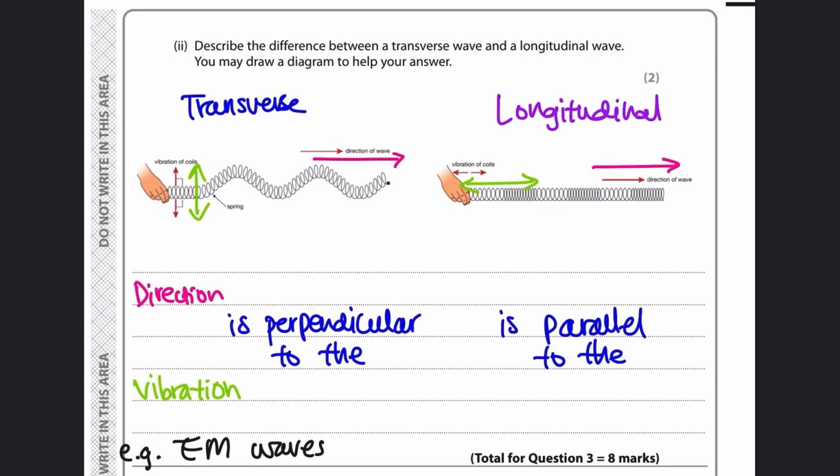And an example of a longitudinal wave is a sound wave. So when you're listening to me right now on your computer, on your phone, that wave is reaching your ear from the speaker to your ear via longitudinal sound waves.